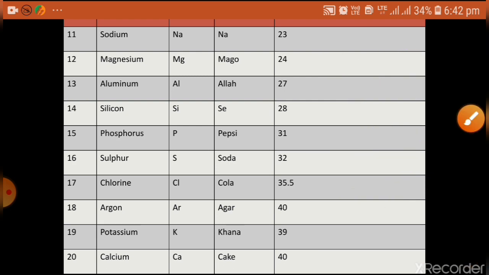So here the only exceptions are chlorine and argon. Chlorine and argon are not following the rule, but most of the other elements are following the rule. So in this way you can remember the atomic number and atomic weight of the first 20 elements. Whenever you start writing this chapter, you have to write the first 20 elements, their atomic number, their name and their atomic mass. And you can also write the shortcut trick to remember them.